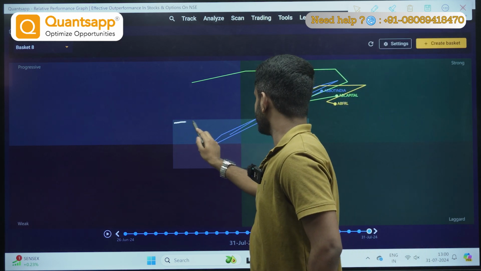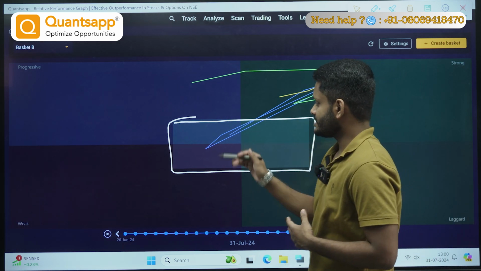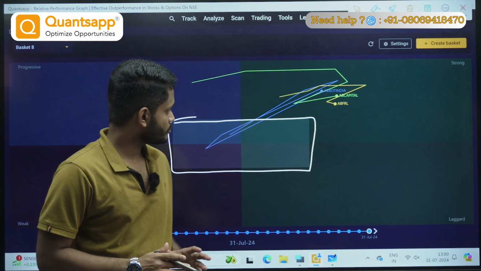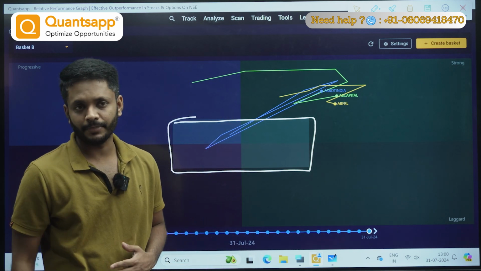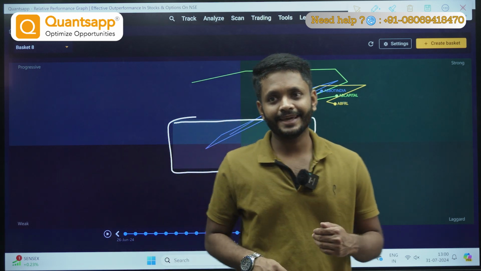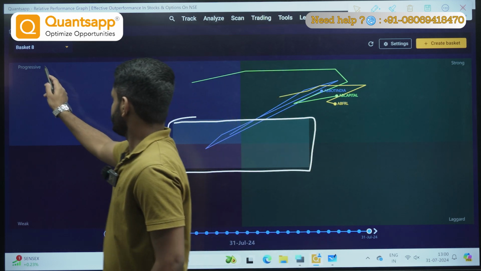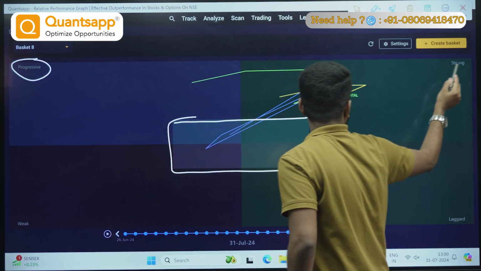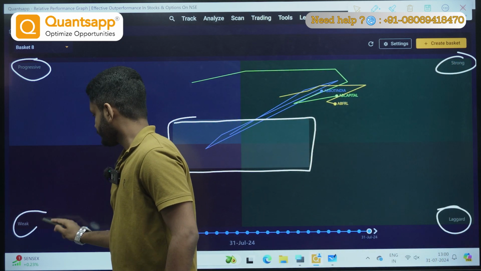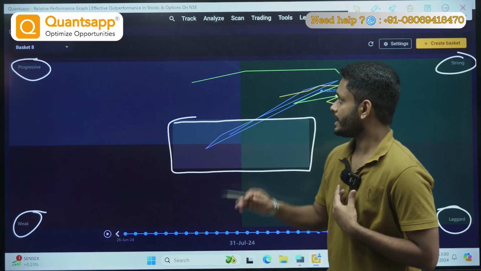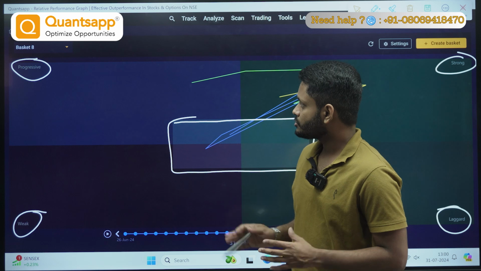As you can see, there is a box over here in the middle. This is basically a neutral box. Whenever a stock is placed in this neutral box, you are not supposed to initiate any trade, be it long or short, but avoid making any position whenever the stock is placed in this neutral zone. Now, there are 4 quadrants over here: progressive, strong, laggard and weak. Let's try to understand the meaning of each of these quadrants.